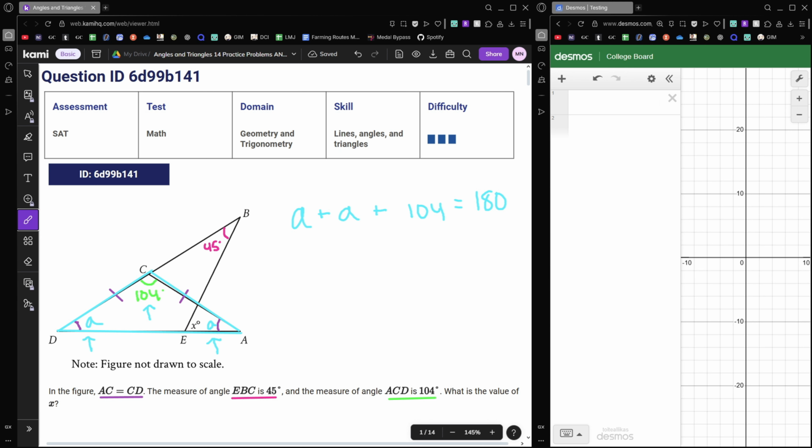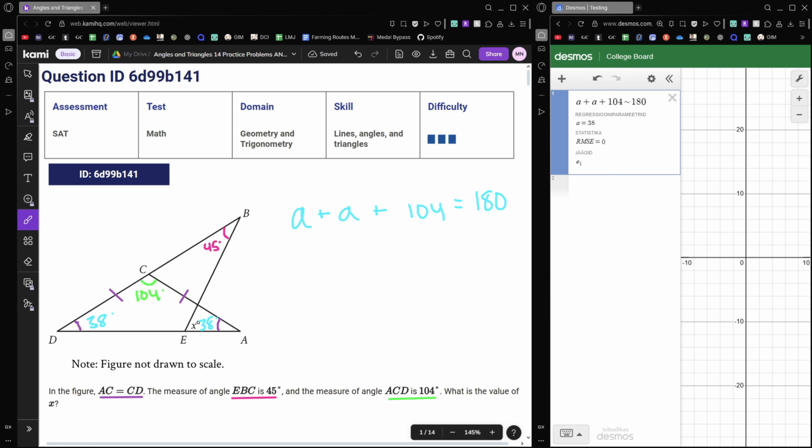Now let's solve for A. You could do this by hand, or I'm gonna put it in Desmos. A plus A plus 104. Instead of an equal sign, you want to put a tilde. 180. And we get that A is equal to 38 degrees. So let me delete all of this real quick. We know that A is equal to 38 degrees, so 38 degrees here and 38 degrees here.